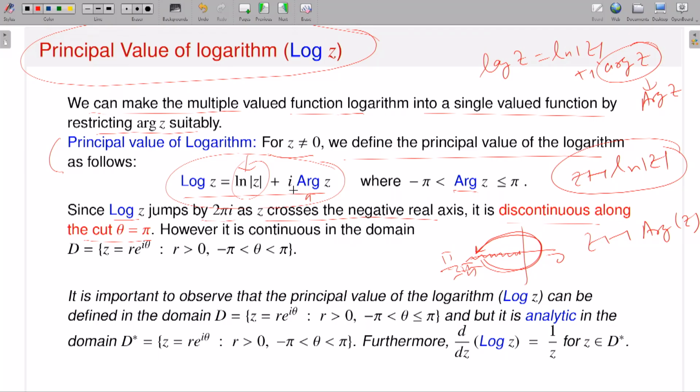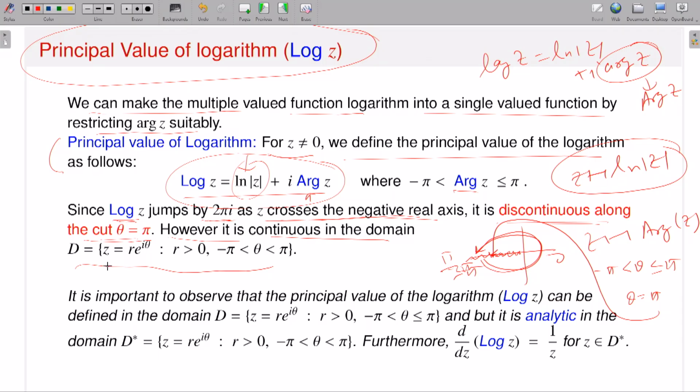So that's exactly what I am saying. Since small arg has this property, capital Log of z jumps by 2 pi i as z crosses the negative real axis, and it is discontinuous along the cut, theta equal to pi. So you have minus pi less than theta less than or equal to pi. Theta equal to pi will give you the negative real axis. So to talk about the continuity or analyticity, somehow I have to remove theta equal to pi. So I have to restrict my domain.